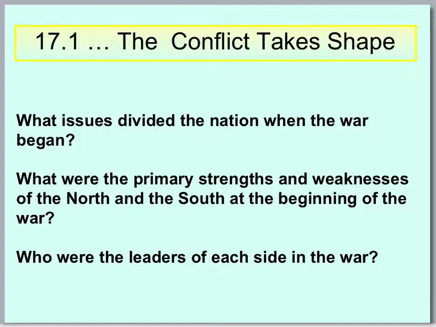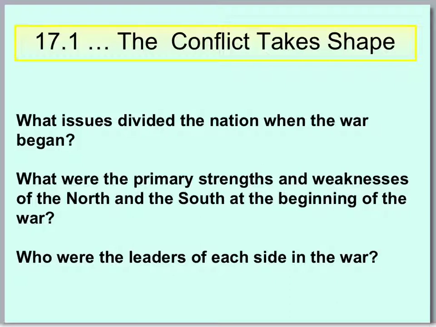Okay, in the last lesson, we talked about the first opening shots of the Civil War. Remember, Lincoln has been elected as President of the United States. South Carolina has started to secede, and they're joined by several other states. And on April 12th, 1861, they bombard Fort Sumter, and the war's begun, all right? So let's talk about this.